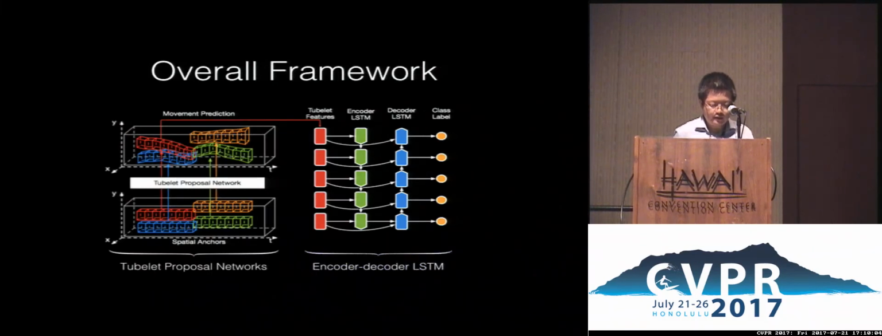So this is the framework. We have two parts. The first part is a tubelet proposal network. Given the video sequence, we input the features of the region proposals, and then the output prediction is the motion of these region proposals. And then we get these tubelets, and after that, for each tubelet, we can extract the feature at every frame, and we use it as the input of an LSTM, and then output the predicted class labels.